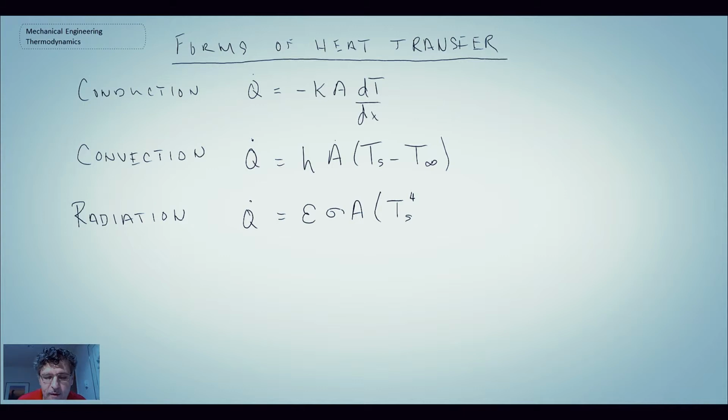The other ones could be in degrees Celsius, Kelvin, Fahrenheit, or Rankine, depending on which unit system you're using. But for this equation, it's very important that you use Kelvin. And it is then the difference between the surface temperature and the surrounding temperature, each raised to the power 4. So those are the three forms of heat transfer that we can encounter.